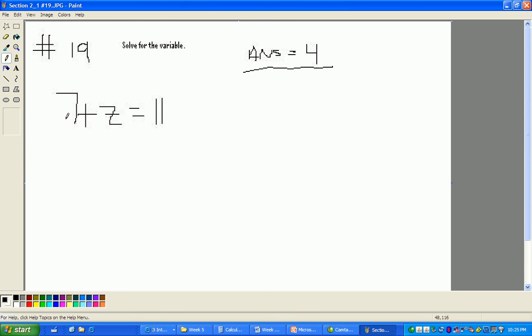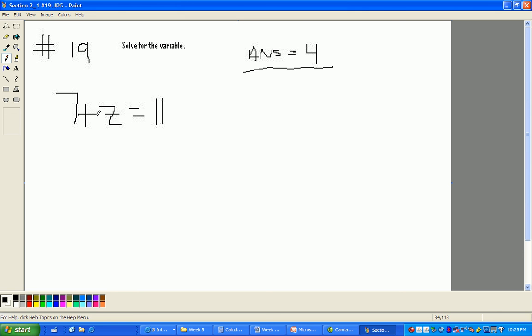But here we have 7 plus z is equal to 11. Anytime we see the term solve for the variable, we have to identify the variable, which is usually a letter or a symbol, and solve for it, find the value. The first thing we want to do is collect like terms. Then we want to get the variables on one side, the constant terms on the other. The variables are already on the left, so let's keep it here. We have to get this constant to the other side.